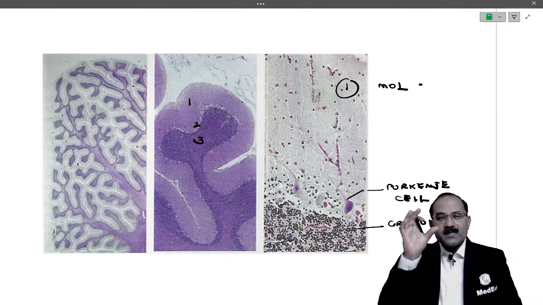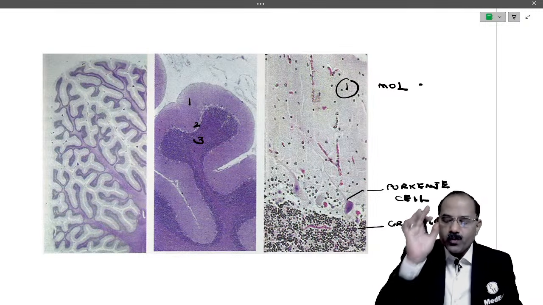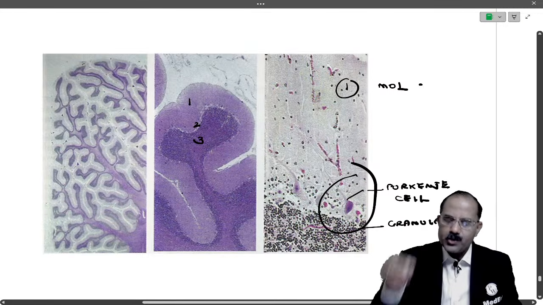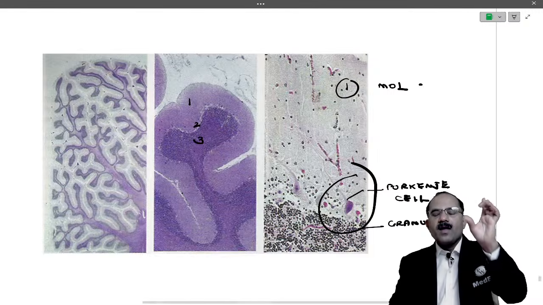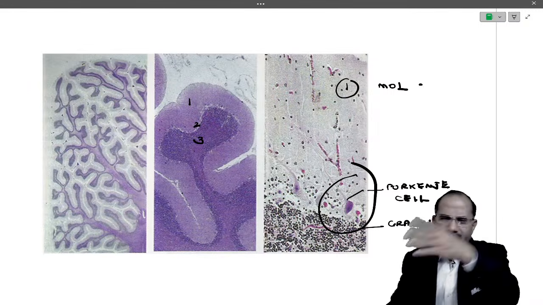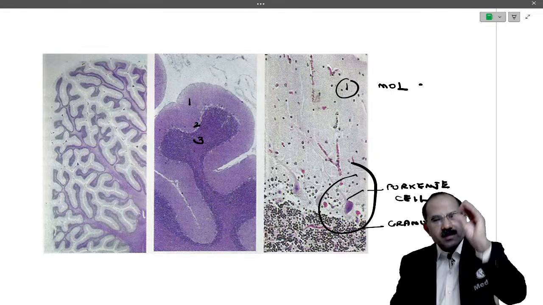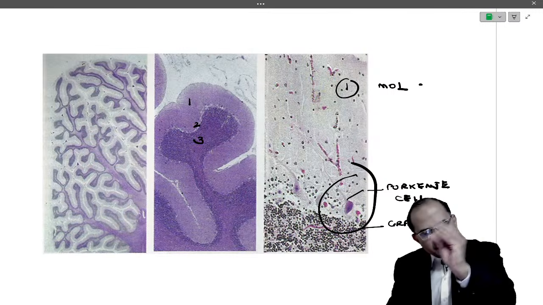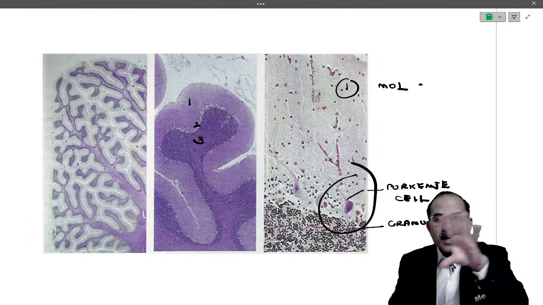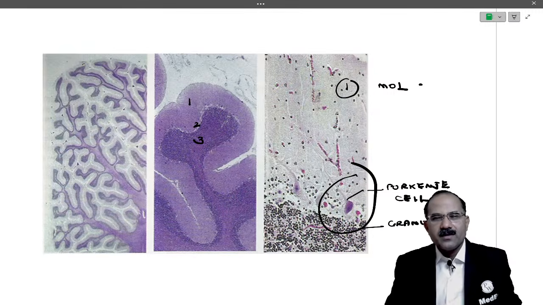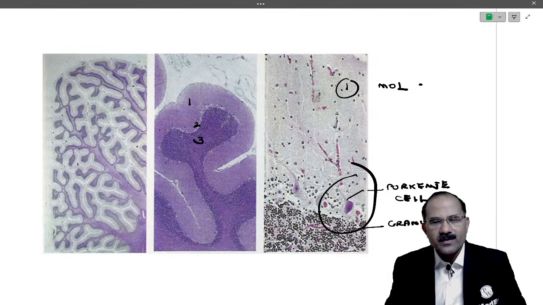If I have to focus a cerebellum, I have to show you one Purkinje cell for sure. Purkinje cell is a flower-shaped cell. So one is a molecular layer which contains nerve fibers. Then the Purkinje cell layer, which has Purkinje cells, flower-shaped cells. And the inner one is a granular layer which contains granule cells and Golgi cells.